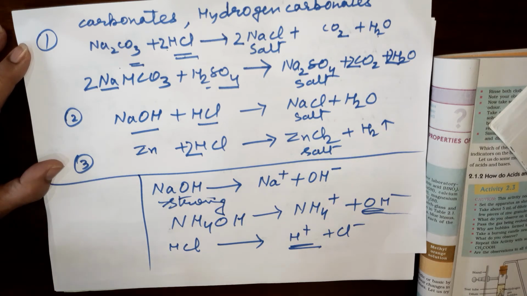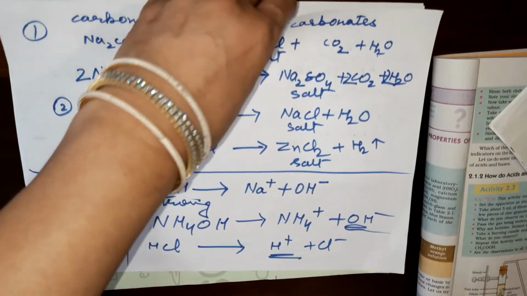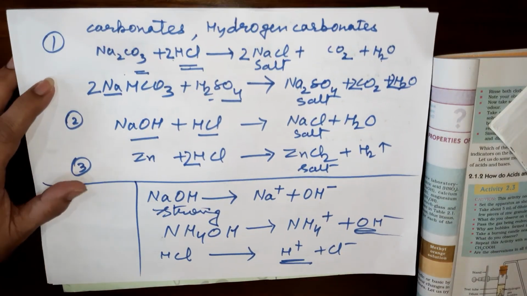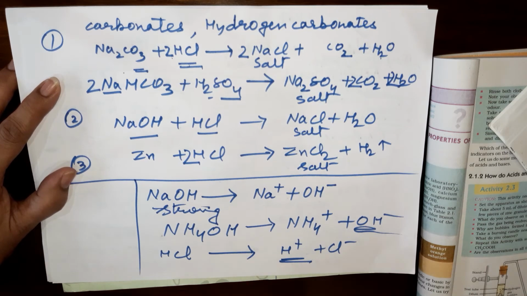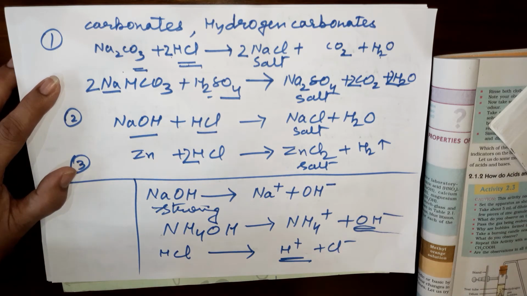Now next is the chemical indicator methyl orange. Methyl orange shows two colors, one pink, one yellow. Pink color is shown by the acids. If you put a few drops of acid into methyl orange solution, it will turn pink. And if you put a few drops of base into it, then it will turn yellow. So this way you can identify whether the given solution is acid or base.